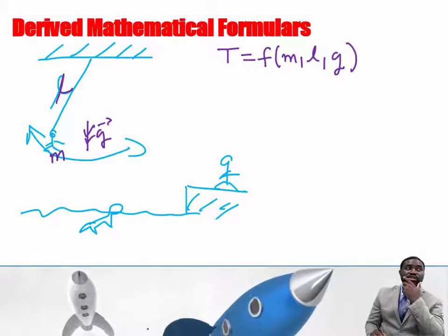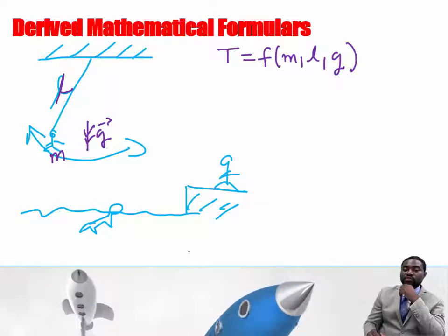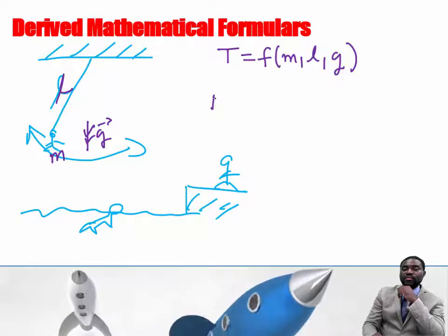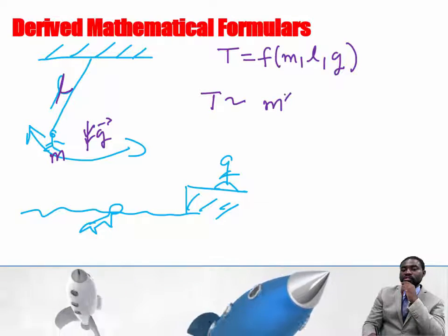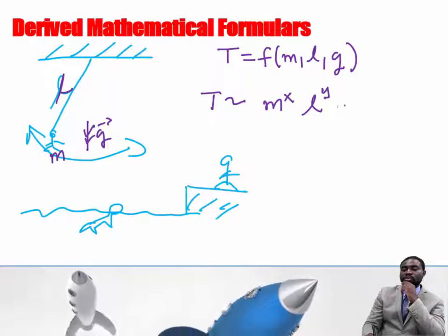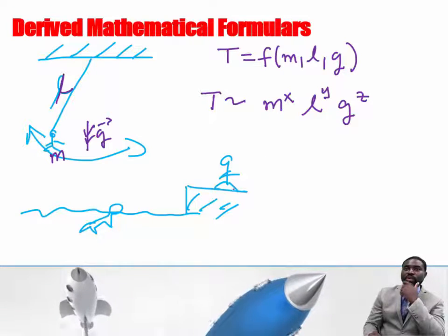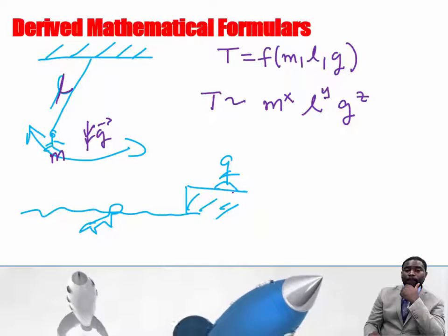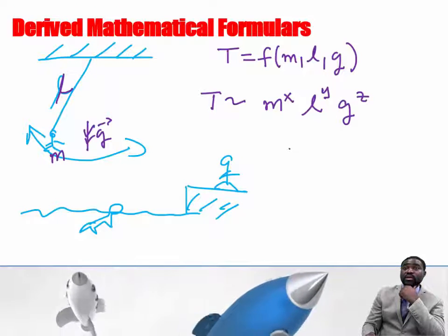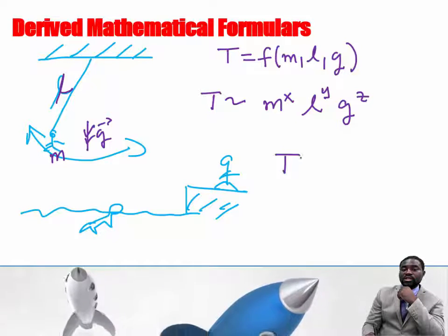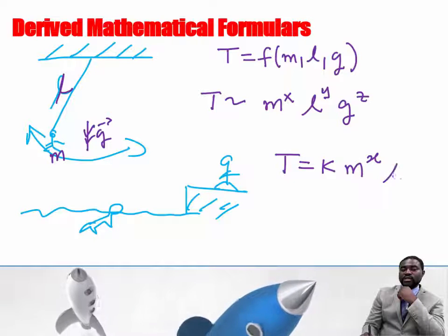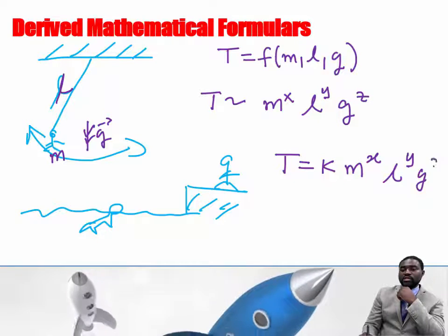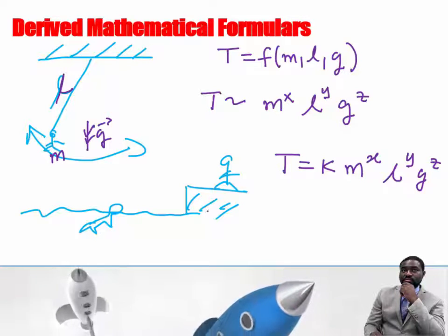Now, in order for us to use the method of dimensions, what you need to put in mind is that T is proportional to m raised to the power x, L raised to the power y, and G raised to the power z. Mathematically, to take away this proportionality sign, we insert what? A constant. So T will be equal to our constant k, m raised to the power x, L raised to the power y, and G raised to the power z.